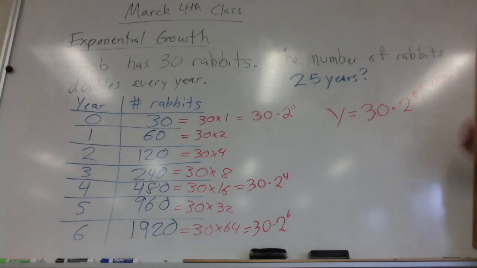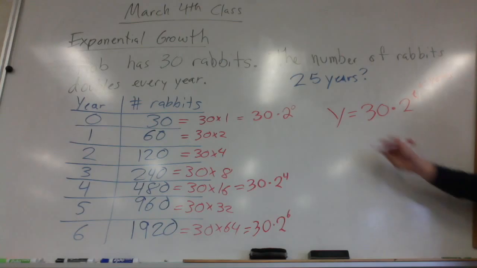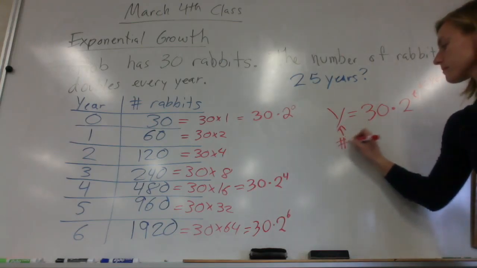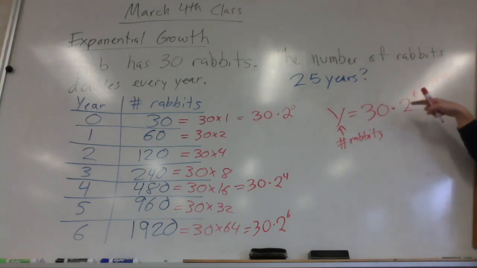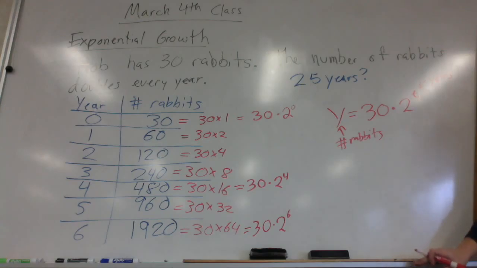Wait, wouldn't t be years? Yeah. Why would it be number of rabbits? If you want to do r equals 30 times 2 to the y for years, whatever, okay, do your thing.